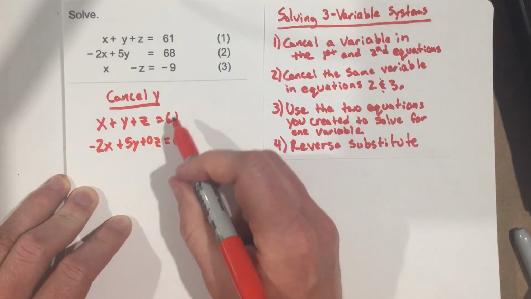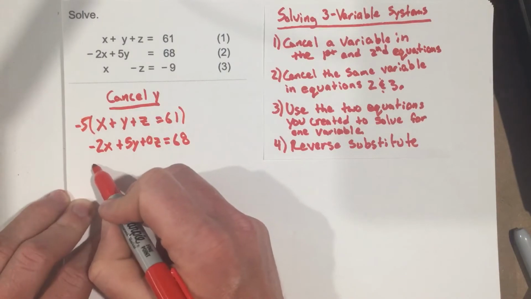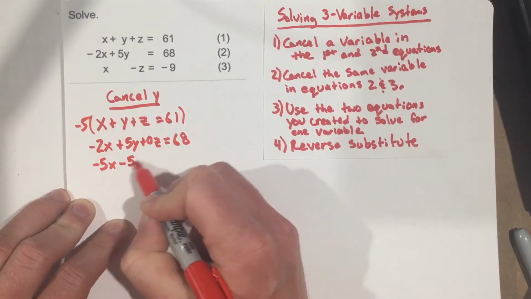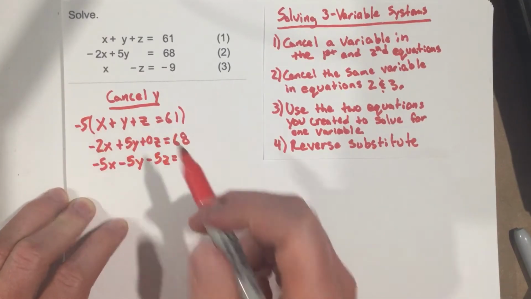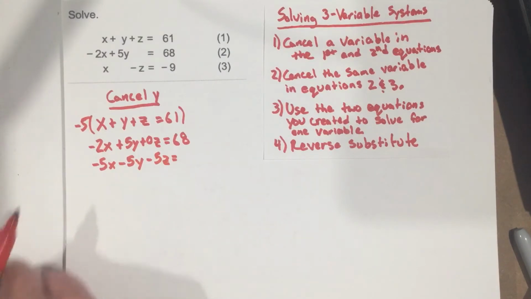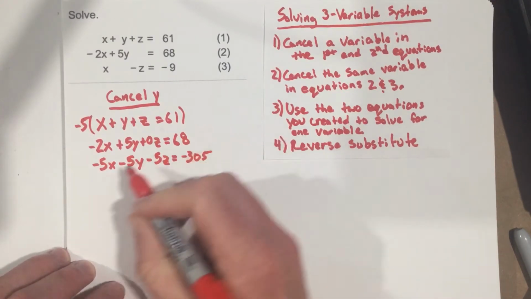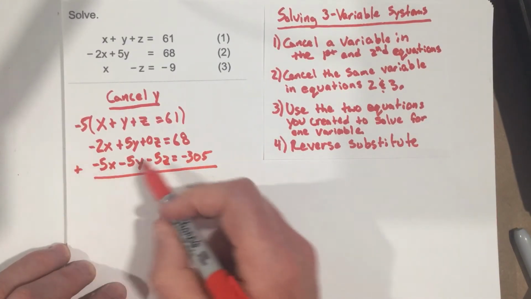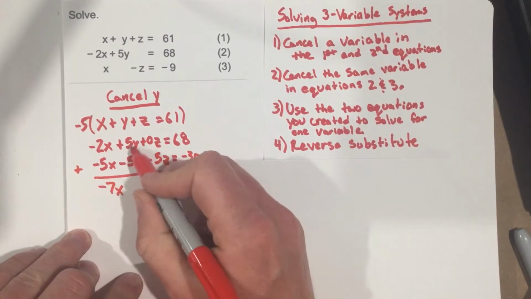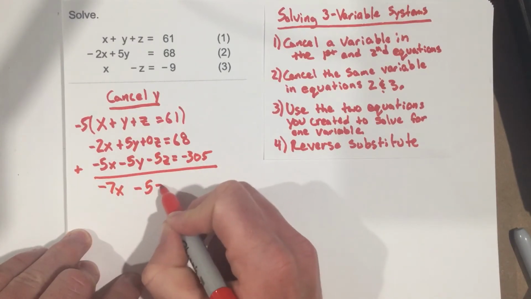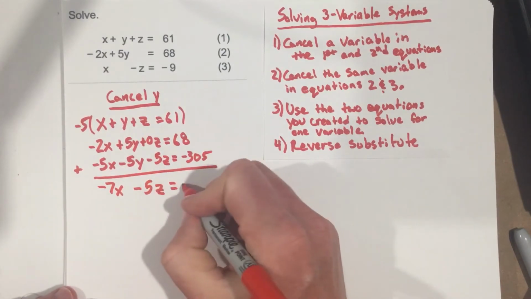And I'm canceling the y value, meaning I'm going to take the top equation and multiply it by negative 5, leaving me with negative 5x minus 5y minus 5z equals negative 5 times 61, negative 305. Then I'm going to add this together. So remember, I'm using the elimination method right now. So I add this together. That's negative 7x. This cancels. This is minus 5z equals negative 305 plus 68, negative 237.